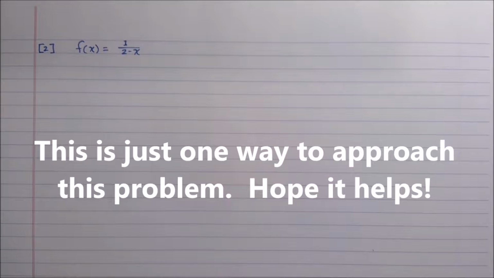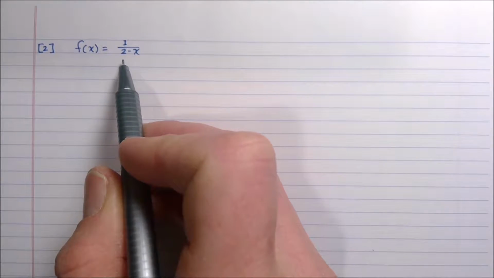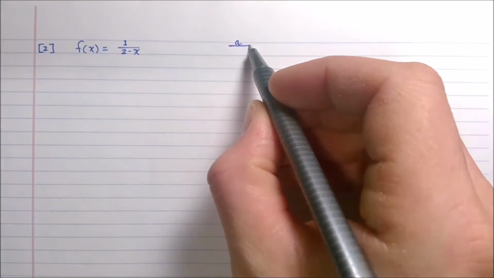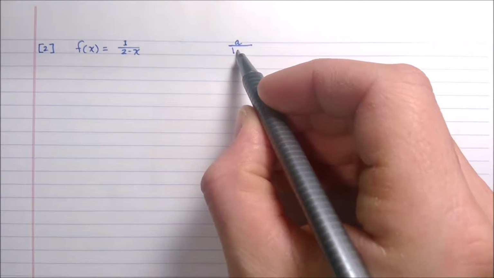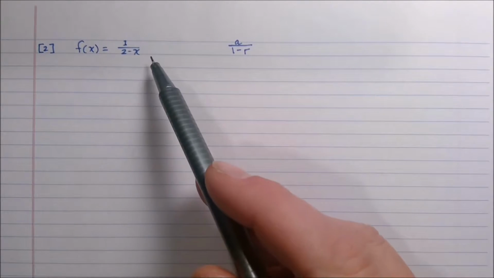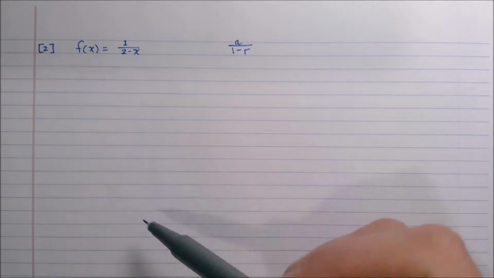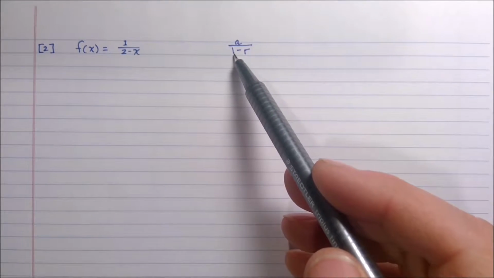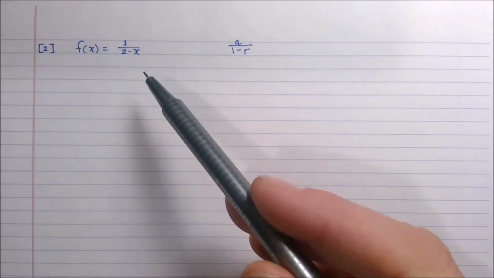Hey, what's up, guys? We're looking at number 2 on the checkpoint review for power series and Euler's approximation. We have the function f of x equals 1 over 2 minus x, and we're trying to turn it into some representation of a geometric series, or a sum of a geometric series, so that we can then write this function as a power series, right? So it looks really similar, except instead of 1 minus a ratio, we have 2 minus, right?